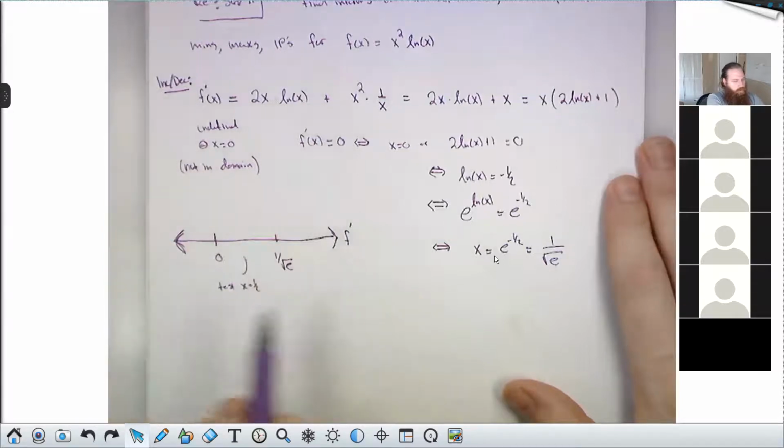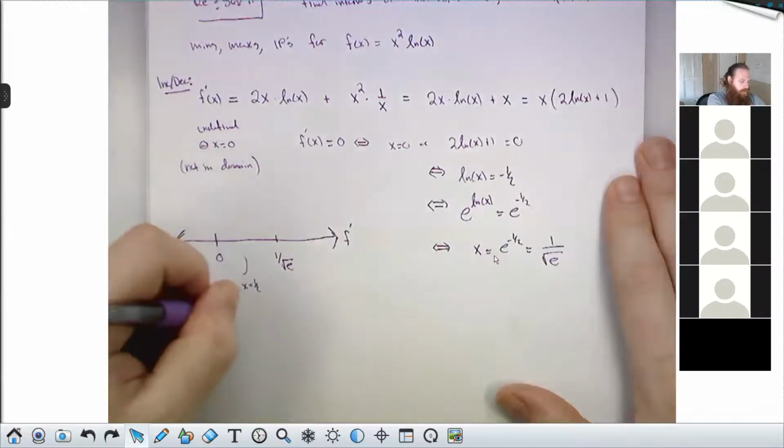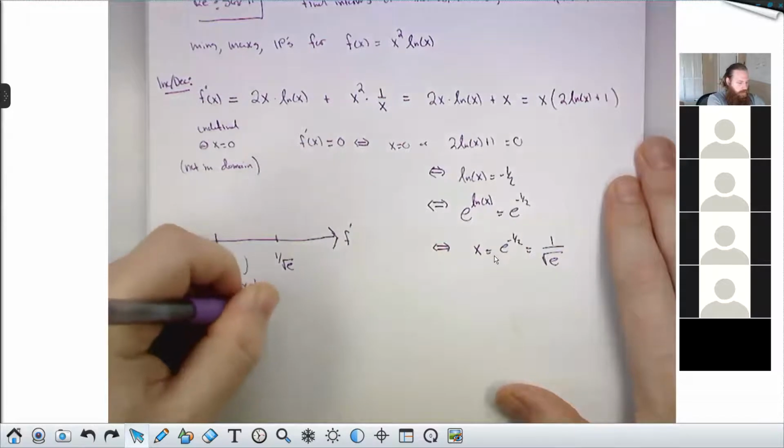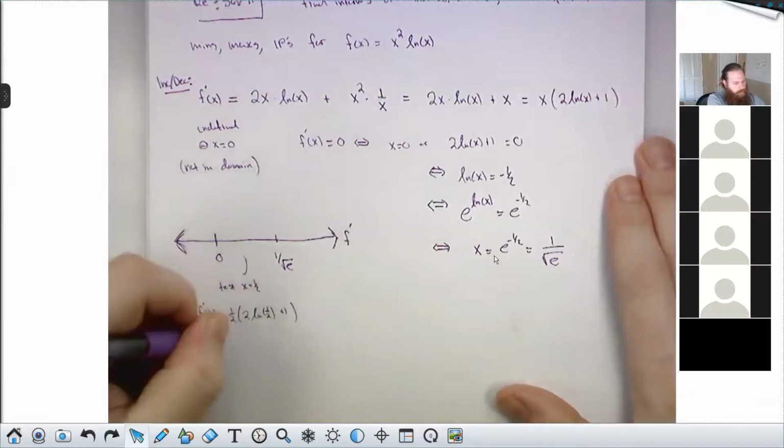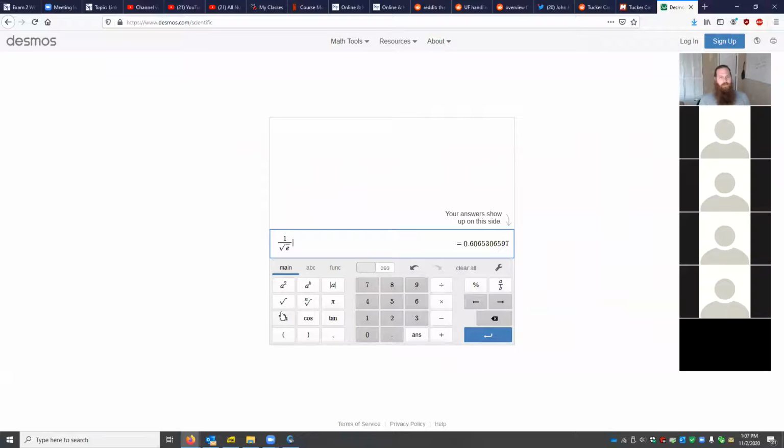So if I test x equals positive 1/2, f prime of 1/2 is 1/2 times 2 natural log of 1/2 plus 1. Now, this piece is certainly positive, but I know that the natural log of 1/2 is negative, but I don't know how negative it is. In particular, if I multiply by 2, then add 1, does that make it positive? Let's see. I'm typing 2 times the natural log of 1/2 plus 1. Still negative. So this is less than 0.